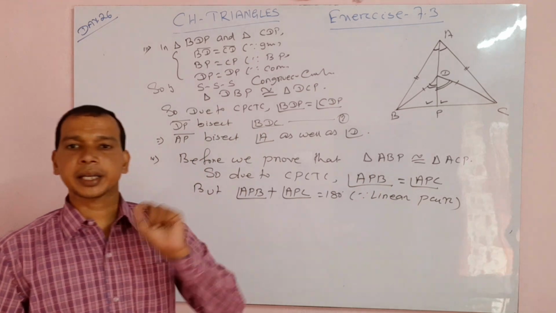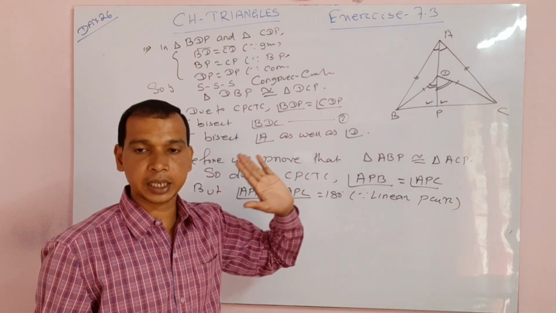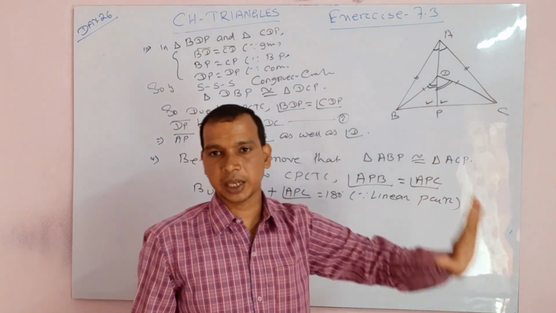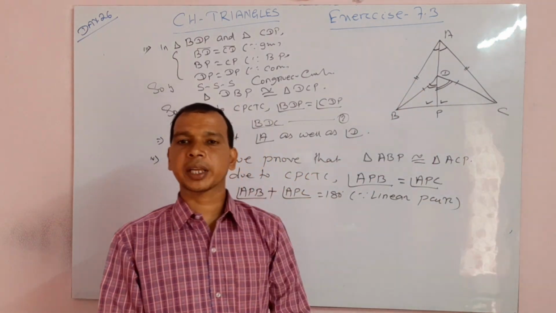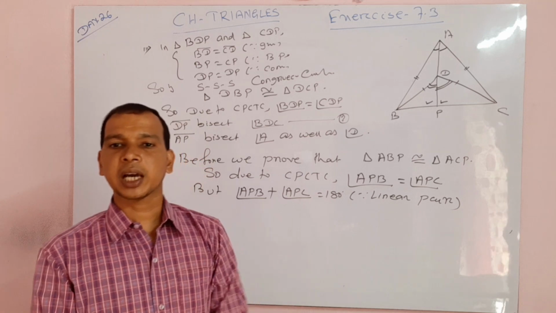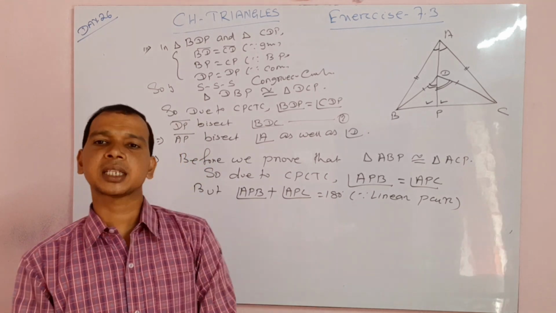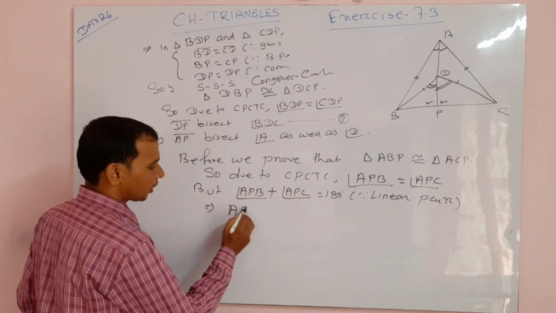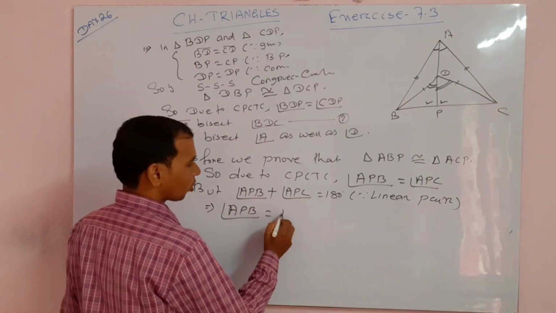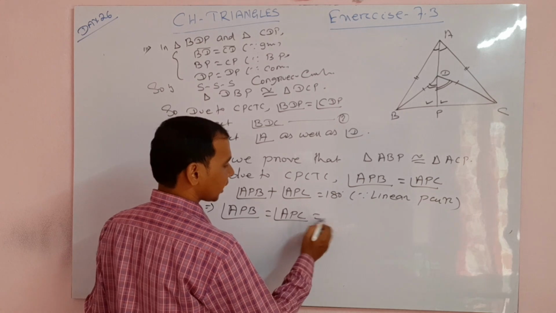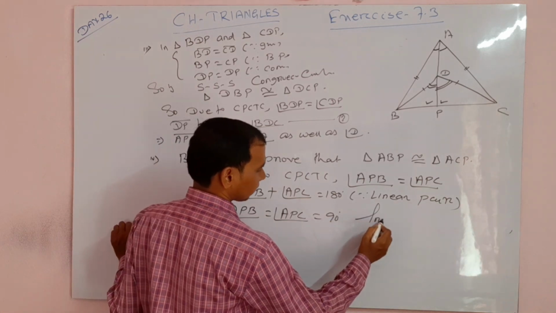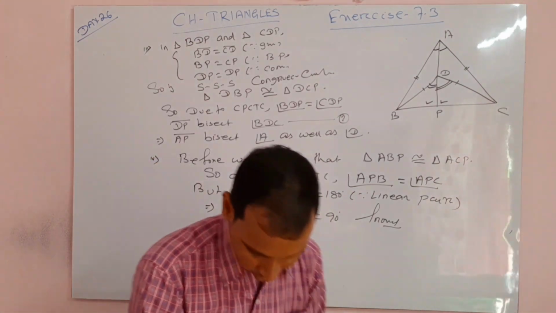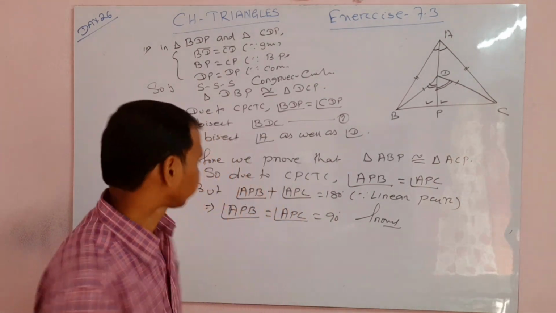The sum of the two angles is 180 degrees due to linear pair, and both are equal to each other. That's why each angle will be 90 degrees. You write here angle APB is equal to angle APC, equal to 90 degrees. Proof. Confirm this. Okay, next come to number 2.